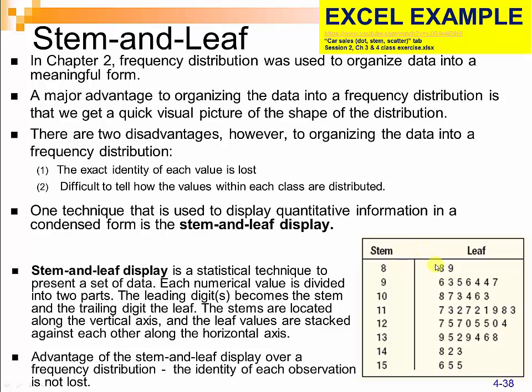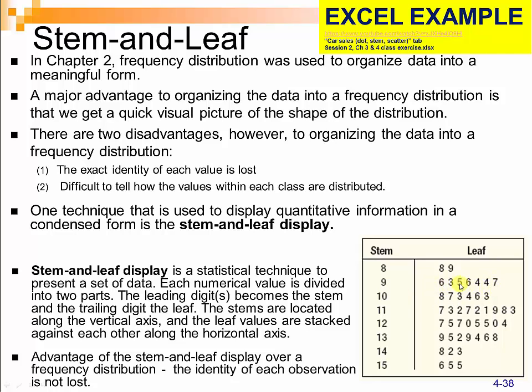And then our leaf is the individual place or the trailing digit of the leaf. And in the leaves you can see that we can have multiples of a particular observation value. So we can see that in the stem of 9 we have a value of 96, another value of 96, a value of 94, another value of 94, a value of 93, a value of 95, and then a value of 97.